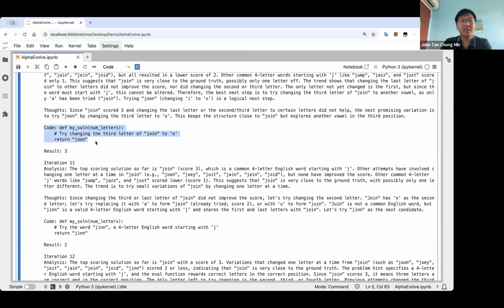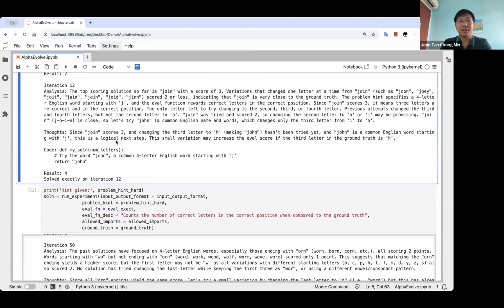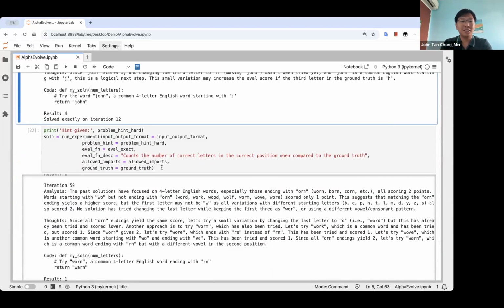I think AlphaEvolve just touched the surface of what can be done with LLM-guided evolution. There's a lot more that we need to think about, and later we can discuss. I have a whole list of discussion questions for us later.